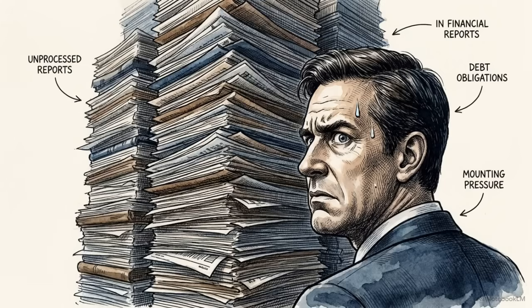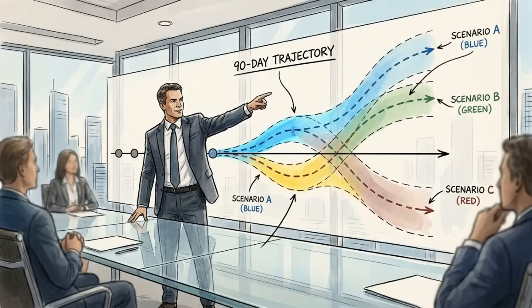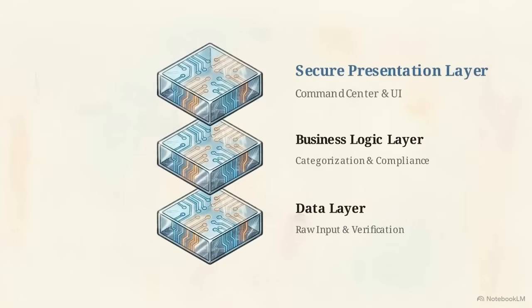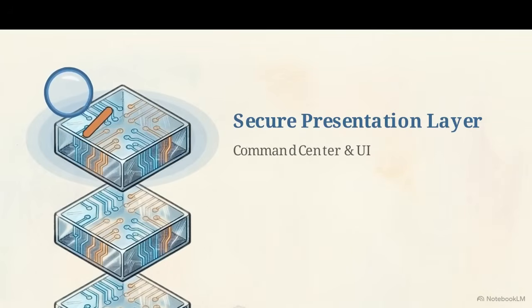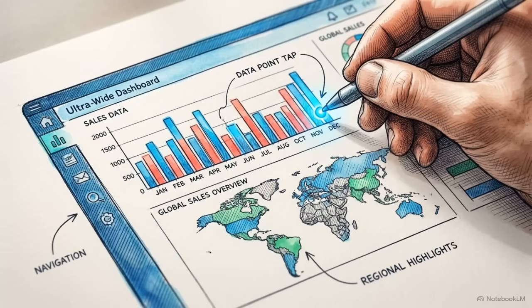Knowing exact cash and tax liability positions 3 months out allows finance directors to stop reacting to historical reports and confidently adjust tactical operations for the coming quarter. All of this processed logic finally surfaces in the top tier, the secure presentation layer. This is the secure command center where human users actually view and interact with the finalized system data.